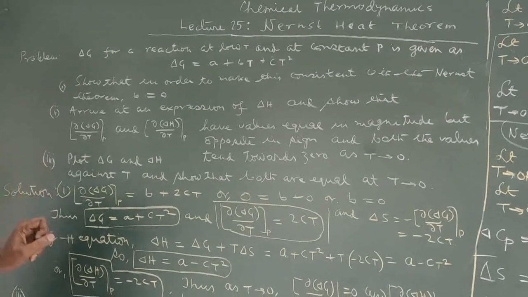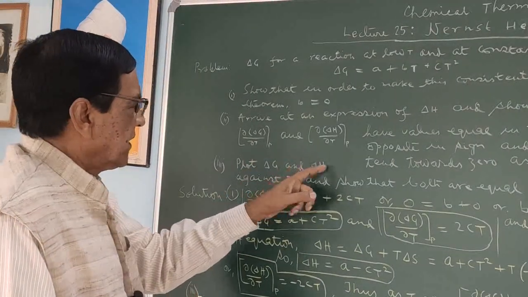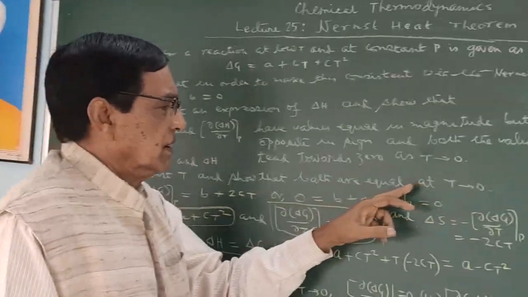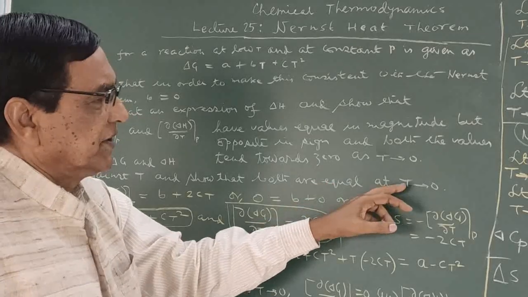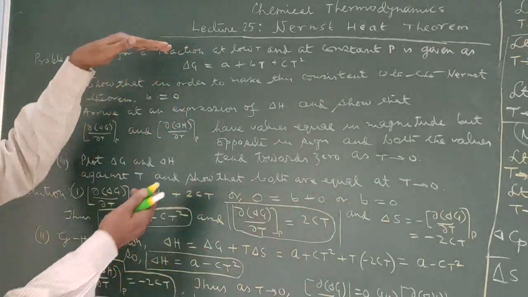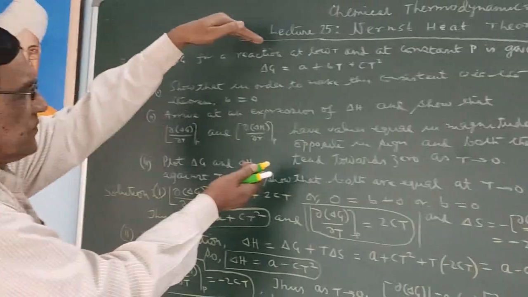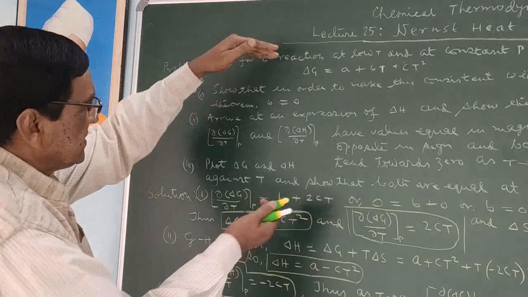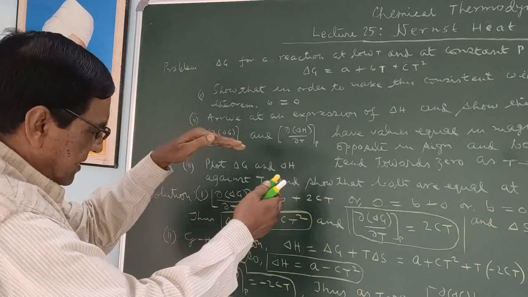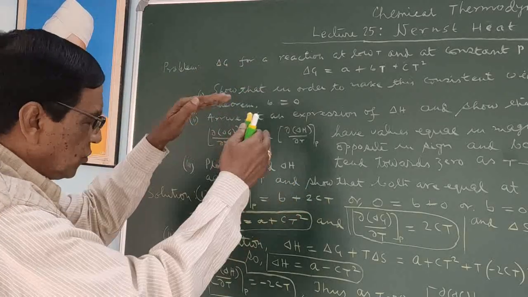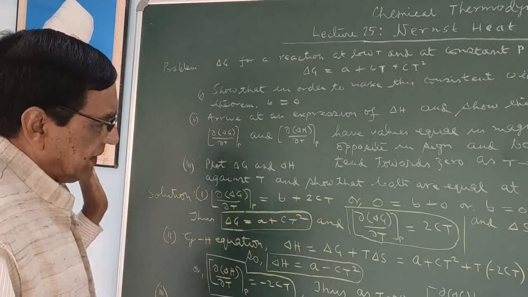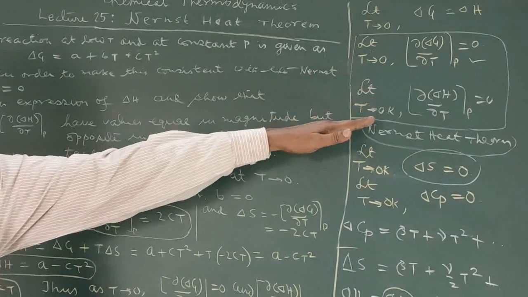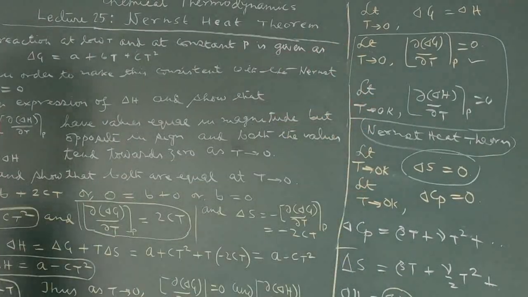And the third one: plot delta G and delta H against T and show that both are equal at T tends to 0. These are the questions. All the questions could be answered from this. For all these questions could be solved, and it will justify this Nernst heat theorem and other properties also.